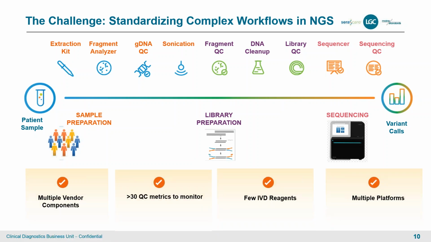So inherently we recognize that you're using a workflow that has multiple vendor components, greater than 30 QC metrics, could be a lot more. There are a lot fewer IVD reagents. Obviously that trend is changing with things like IVDR and the 510K in the US. Multiple platforms, how do you really know that the Illumina platform is working okay or the Thermo platform, right? So you're facing a lot of challenges managing this on a daily basis, right? And our job is to make this easy for you.